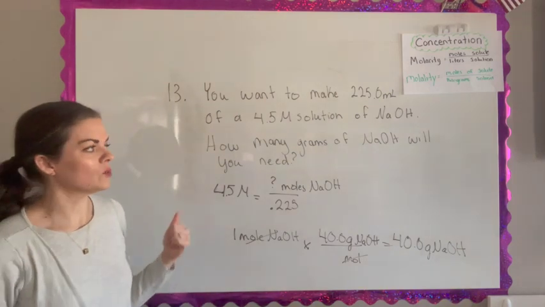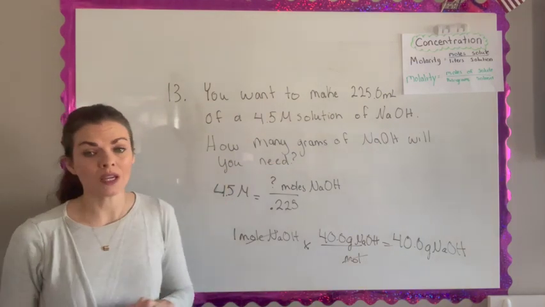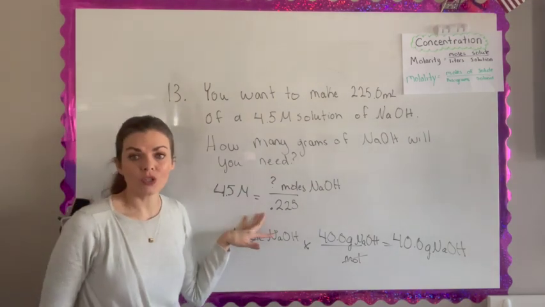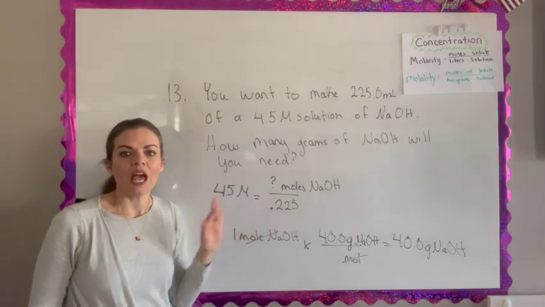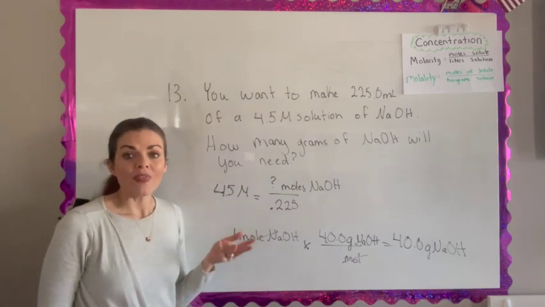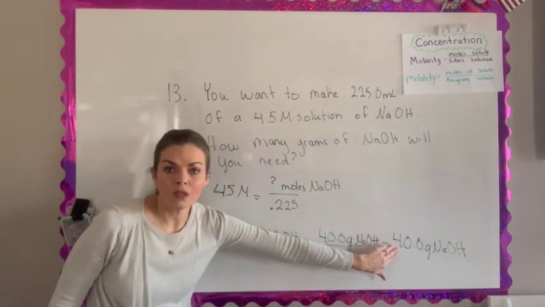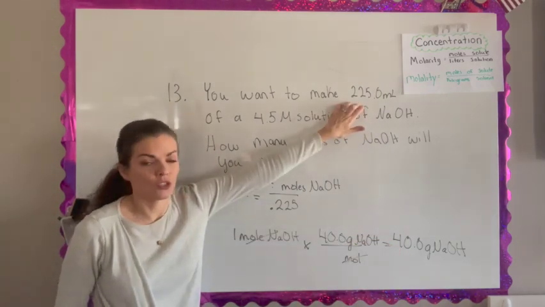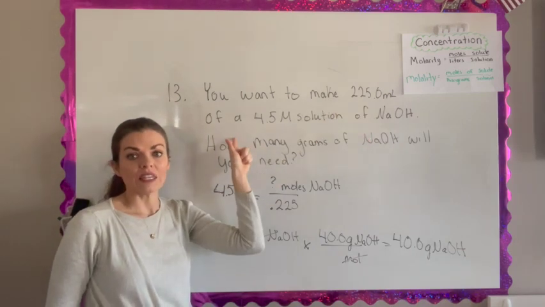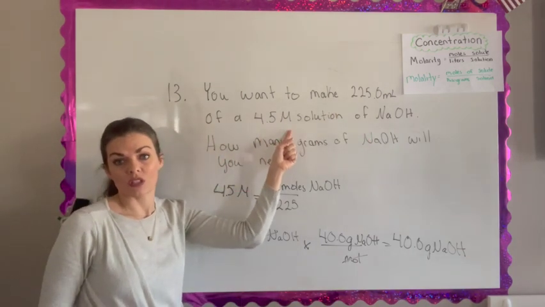So basically what I'm doing is, since my question's asking for grams, I can't straight figure out grams. I can figure out moles first of NaOH that I have to use, and then I can actually calculate the grams. And so now I know that if I took 40 grams of this and I added it to water to make 225 milliliters of solution, this is the molarity of the solution that you would have.